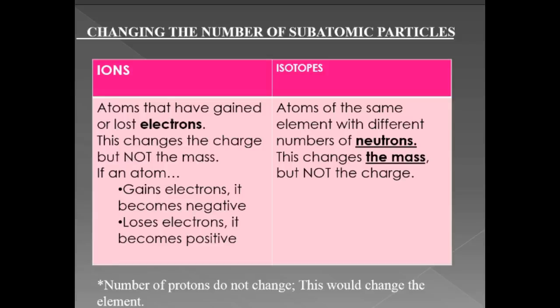In this video, we're going to talk about what happens when you change the number of subatomic particles. In the last video, we talked about how you identify the number of protons, neutrons, and electrons. Here we want to talk about what happens when you change each of those values. So we'll start with electrons.